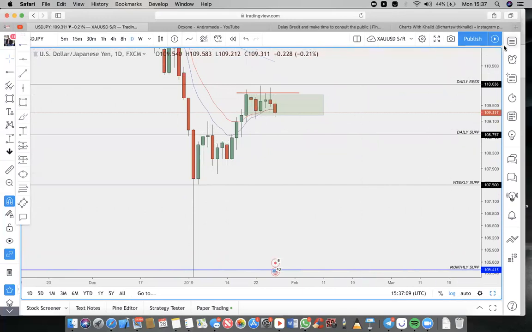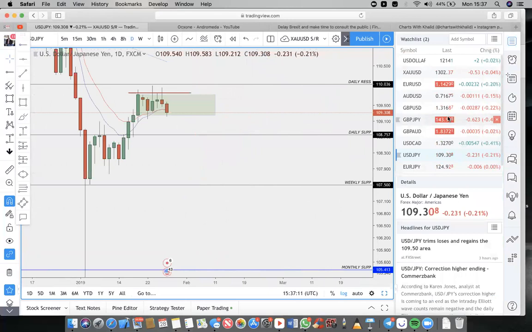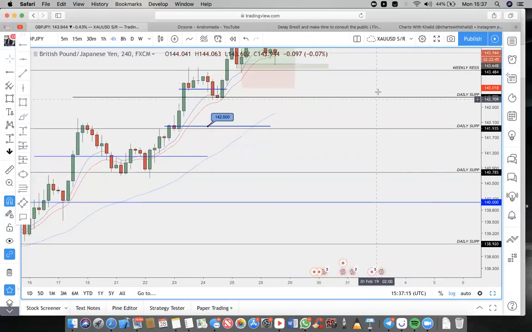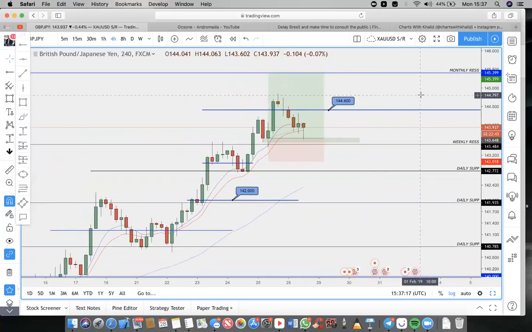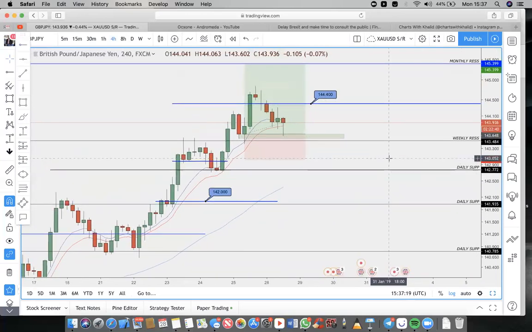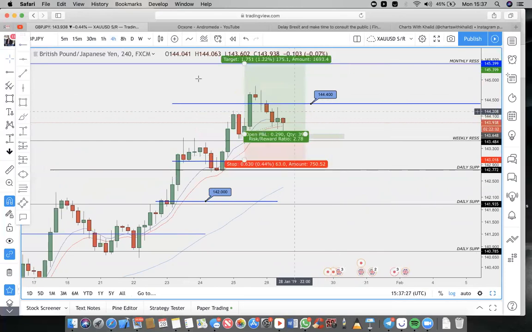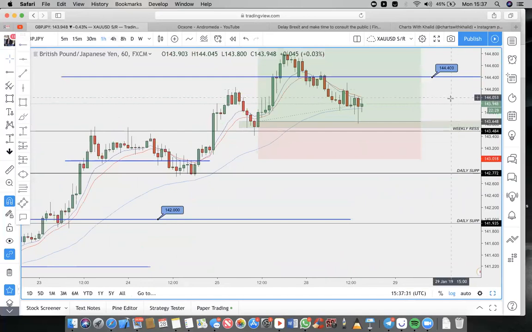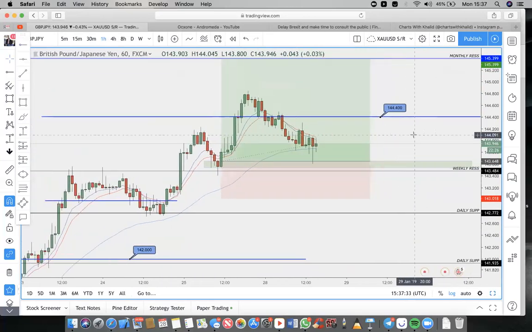That's UJ. This one I just wanted to show is GJ, actually. GJ, I'm in a long to 145.4. Yeah, I hit my first take profit, and price dropped shortly after that. However, it came down for some liquidity, so I'm expecting a pop to the upside.